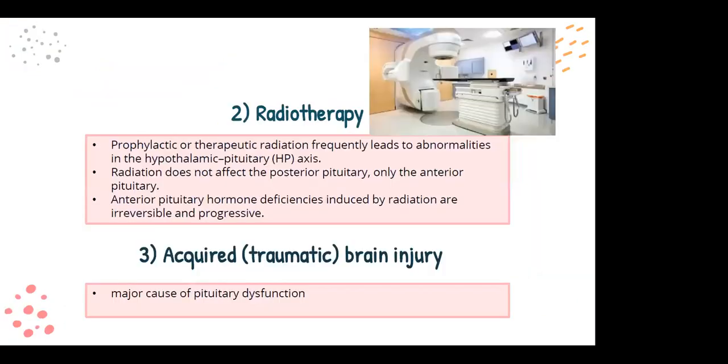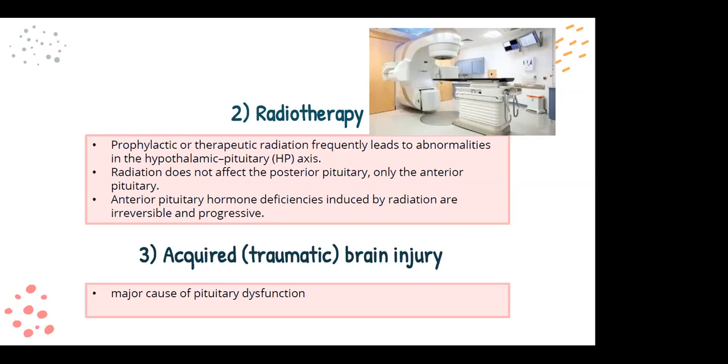Prophylactic or therapeutic radiation frequently leads to abnormalities in the hypothalamic pituitary axis. Usually, this radiation does not affect the posterior pituitary, and it only affects the anterior pituitary. So when there is a defect in the anterior pituitary caused by the radiation, it is usually irreversible and progressive.